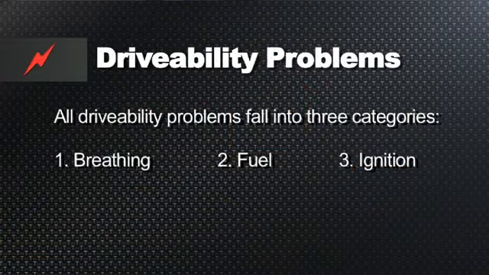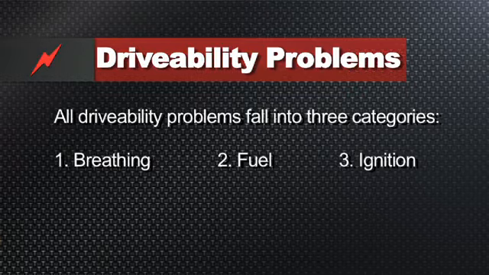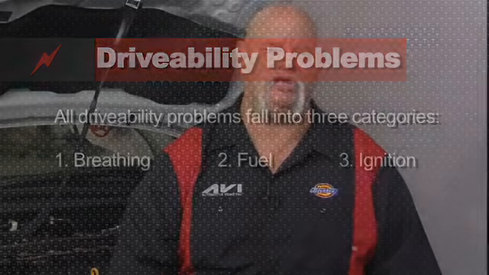So if we have a variable cam timing problem, then we know that it's a breathing problem. All drivability faults fall into three categories. They're either breathing, fueling, or ignition. We just talked about that we can use fuel trims to help diagnose and confirm variable cam timing problems on V engines with overhead cams, single or double overhead cam systems.